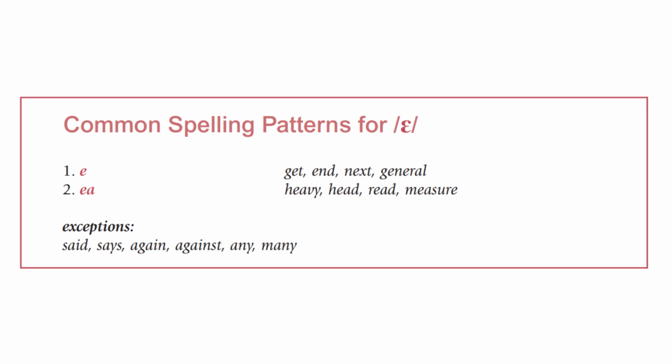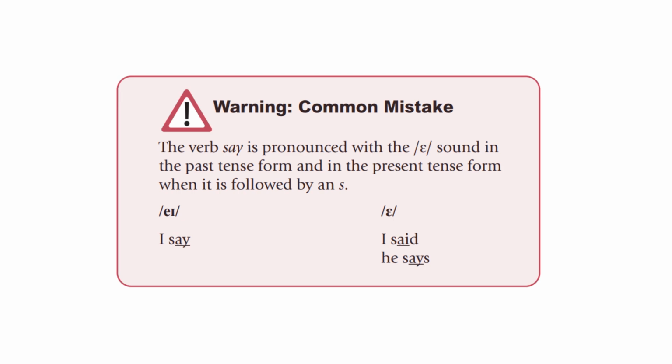And the spelling exceptions include the words said, says, again, against, any, many. Warning, common mistake. The verb say is pronounced with an S sound in the past tense and in the present tense when it is followed by an S. For example, I say, but I said. He says. Don't say, I said and he says.